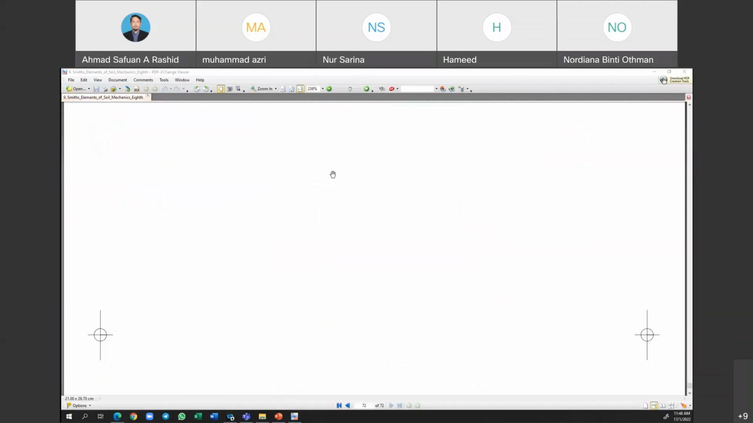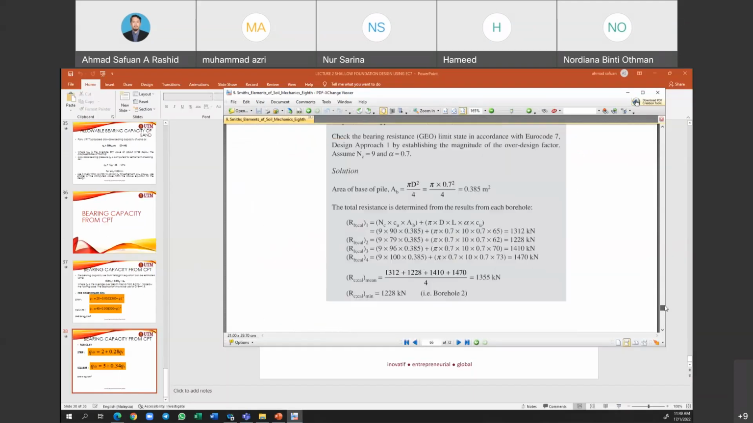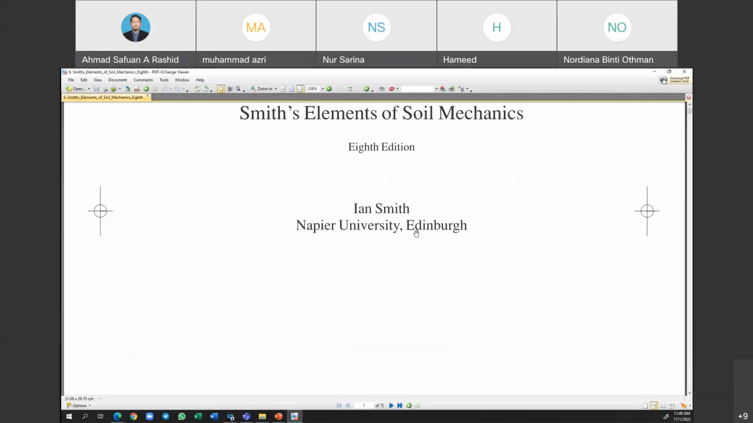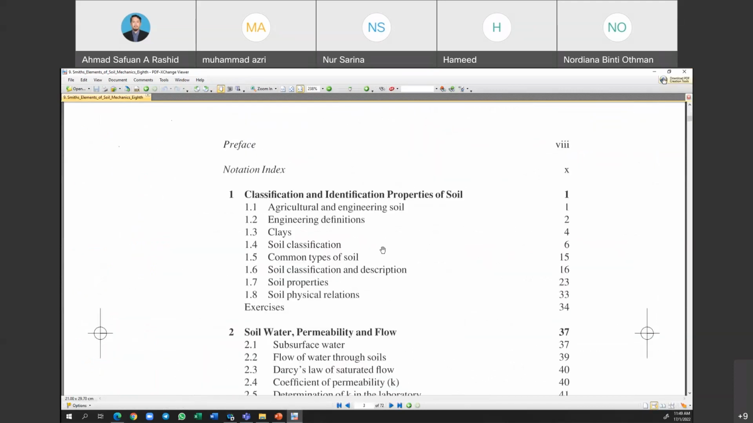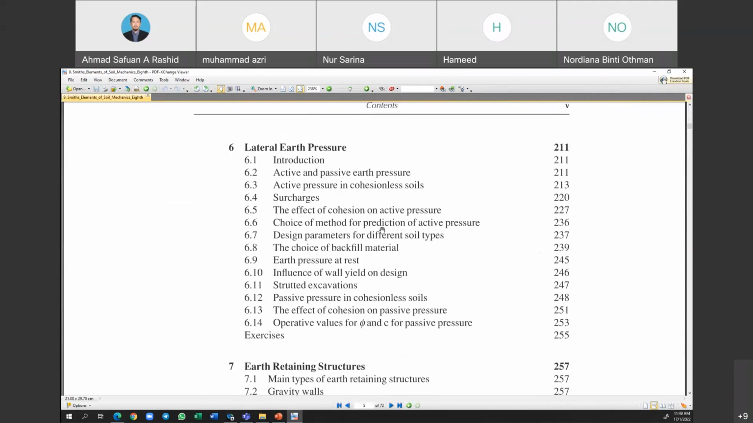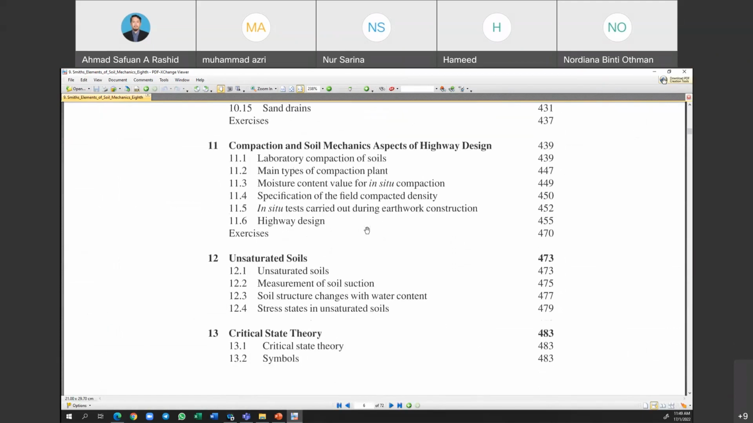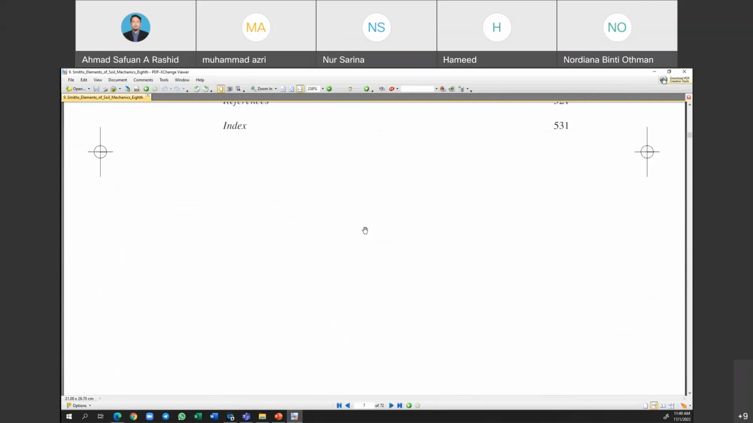So I will share this example in your e-learning. You can go through this book. It's very good to understand the bearing capacity using the Eurocode. I only focus on the shallow and deep foundation for this part.